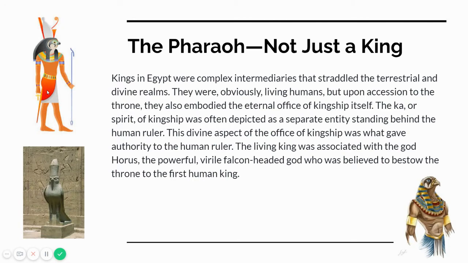Horus was the falcon-headed god who was believed to bestow the throne to the first human king. So quite often the pharaoh would have the depiction of the falcon head, and that would be that divine symbol of the pharaoh. But then we would also have statues and imagery of the human pharaoh as well.